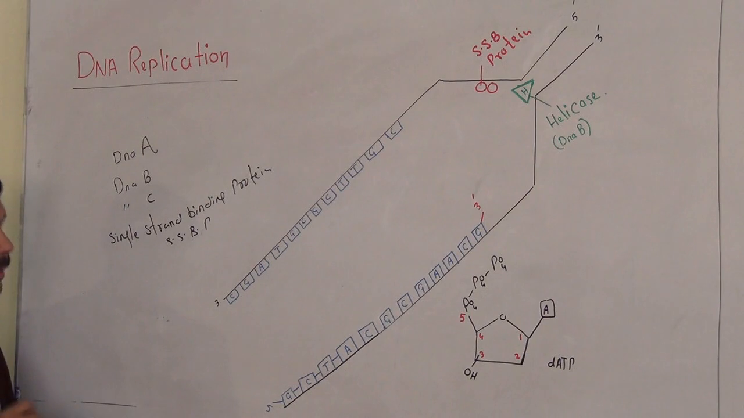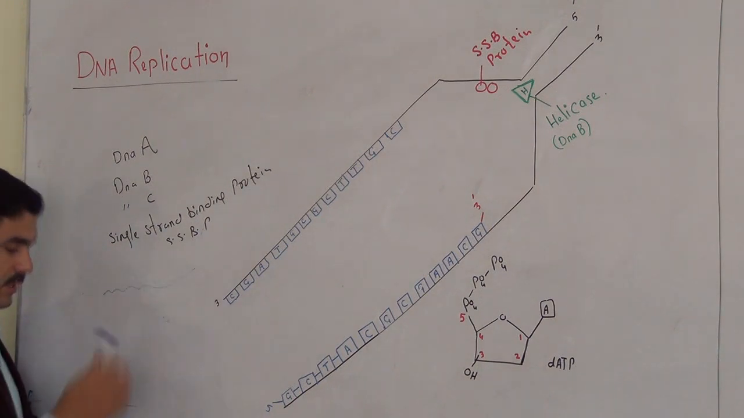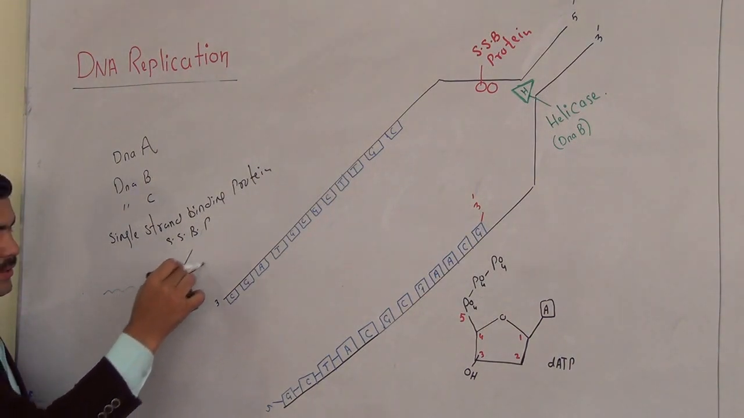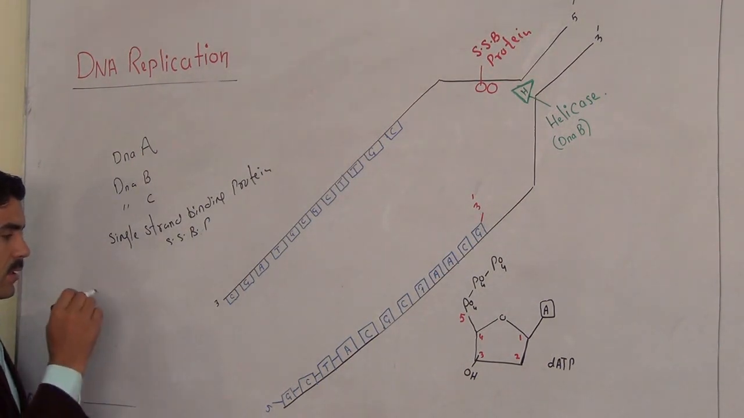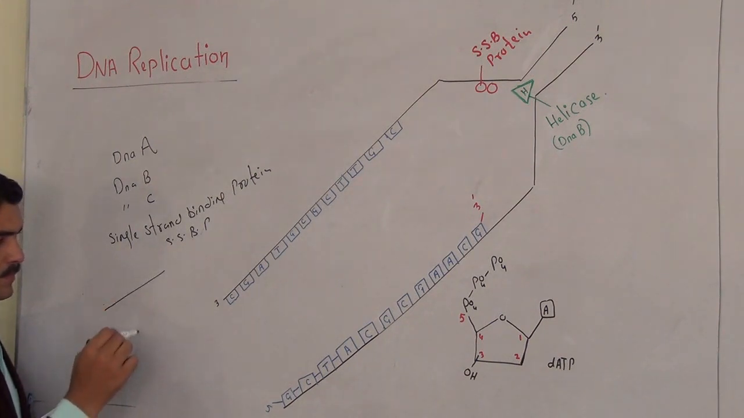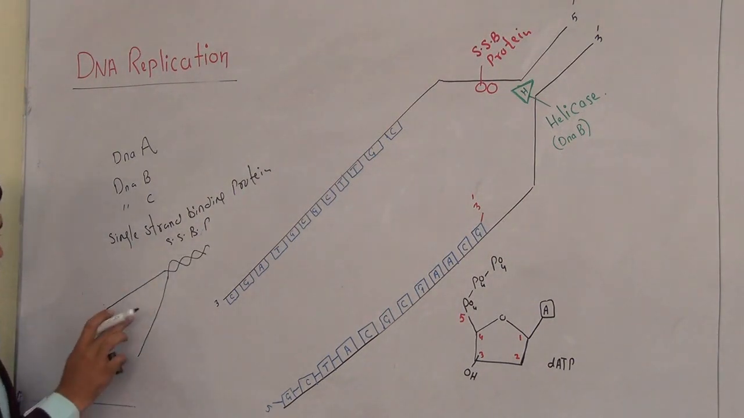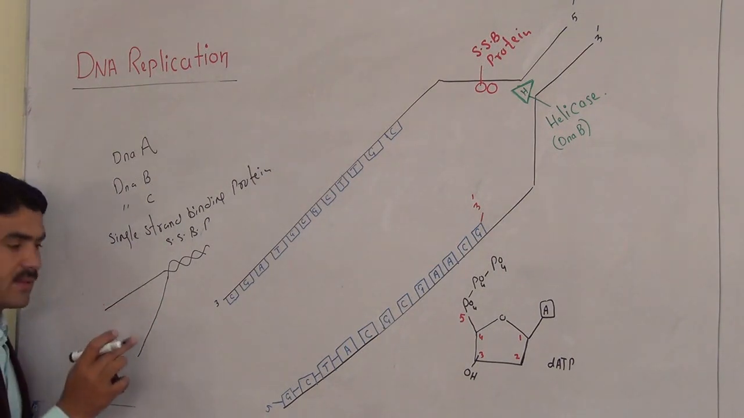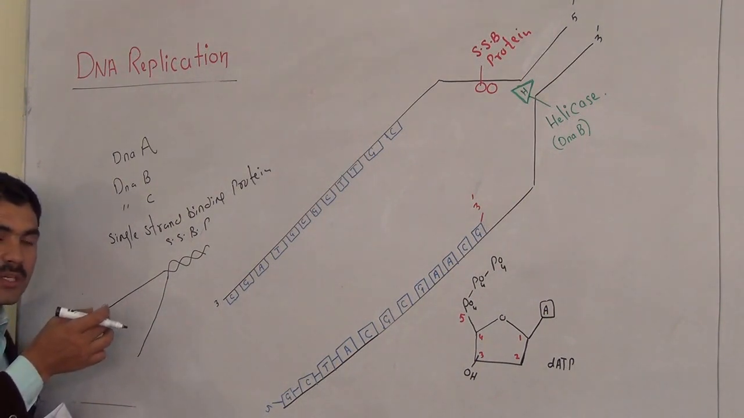Okay, single strand binding protein: when the DNA strand is separated, let's suppose this is the DNA strand, right? Two strands are separated. Let me write it in one color. Let's suppose that is the DNA, and these two are the separated strands. There is a chance that the two strands will recombine, join together back, and it will disturb the whole process.